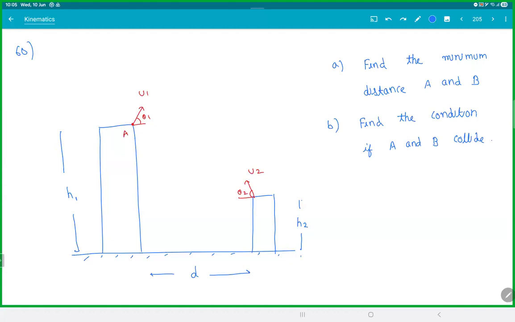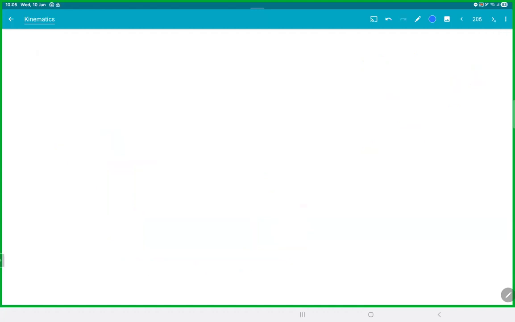Okay, the story is the same. You have to stop someone. First, let's resolve the velocities into components. Keep doing. By the time I start, it'll take another minute. So step one, get the ingredients ready. So resolve the components. U1 cos theta 1, U1 sin theta 1, U2 cos theta 2, U2 sin theta 2.